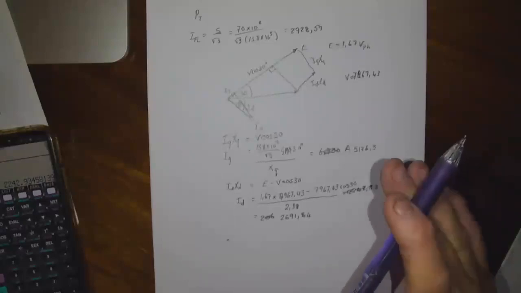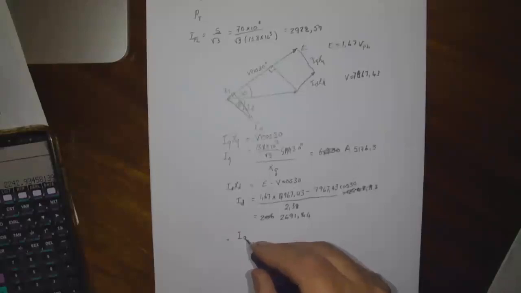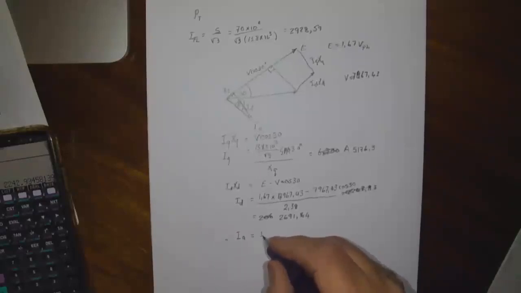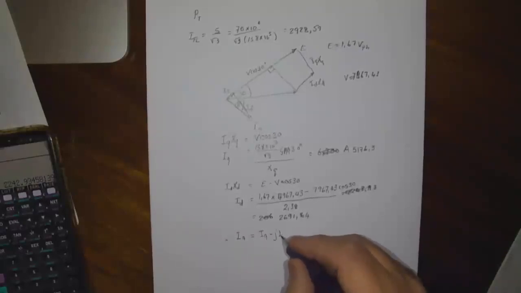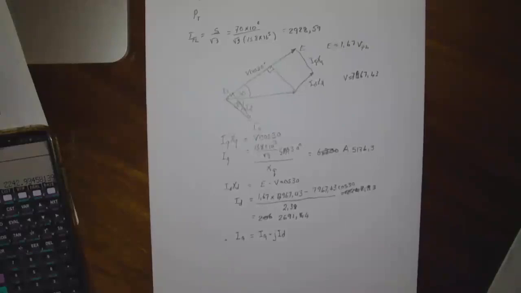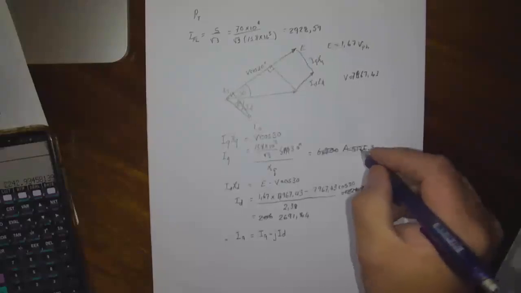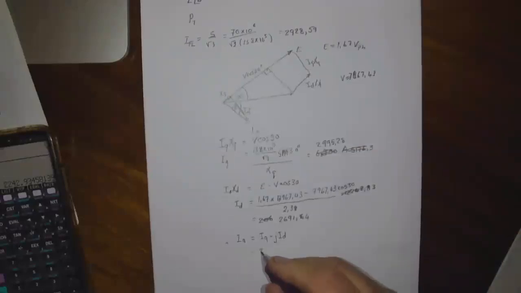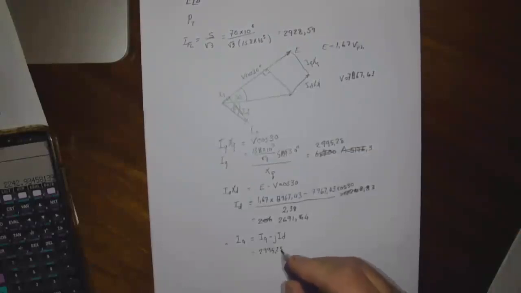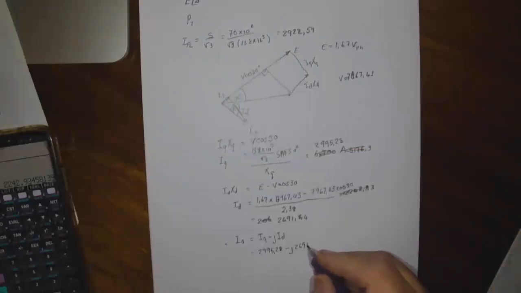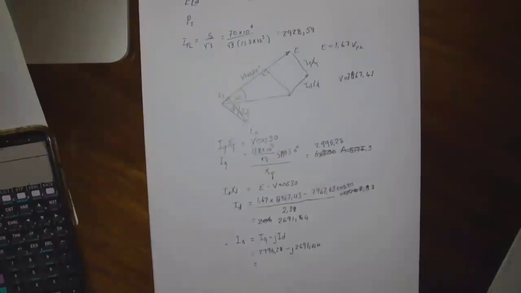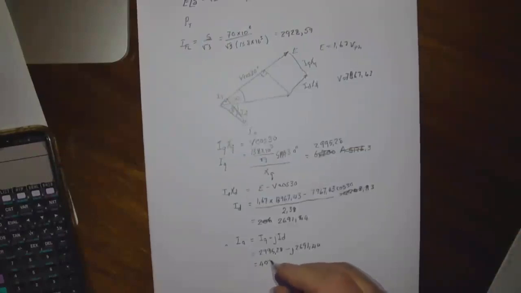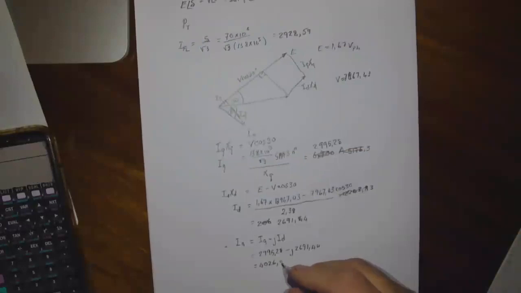Right. So now we can calculate the current. IA is equal to IQ minus j ID. When we write IQ, the right value for IQ is 2995.28. So that gives us 2995.28 minus j2691.44. That gives us 4026.85, angle of minus 41.94.